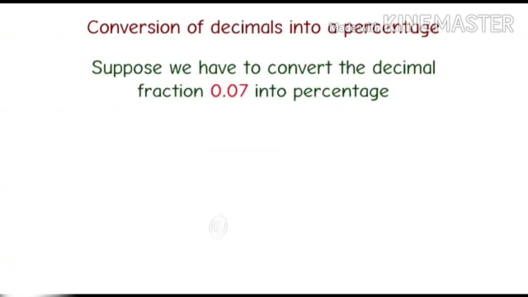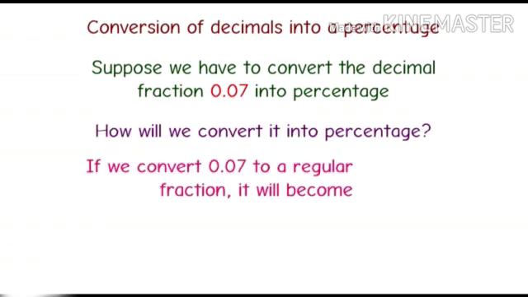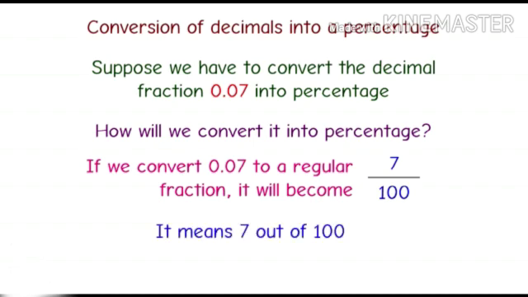Suppose we have to convert the decimal fraction 0.07 into percentage. How will we convert it into percentage? If we convert 0.07 to a regular fraction, it will become 7 by 100. It means 7 out of 100. Write it as a percentage, 7%.